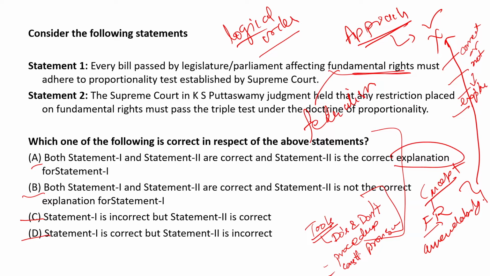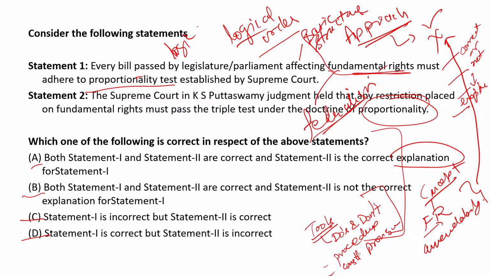Now let us look at the statements. If we look at the first statement, in KS Puttaswamy judgment, SC established the proportionality test as a touchstone for any law affecting not just the fundamental rights but the basic structure, right? So just like I said, federalism, any aspect of the basic structure which is hitherto established can be asked. So this statement is correct because fundamental rights is the part of basic structure and hence the proportionality test applies. So this is the logic behind this.